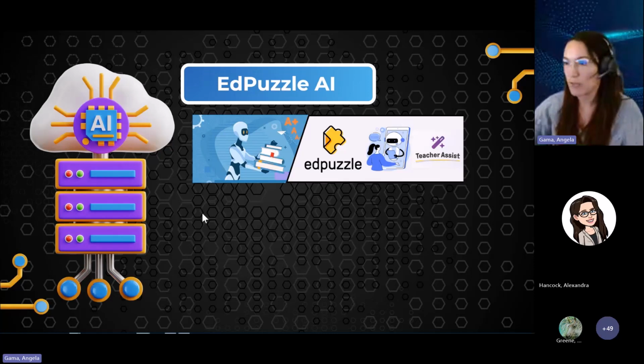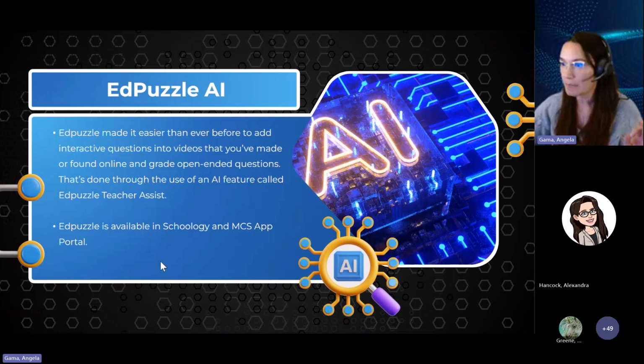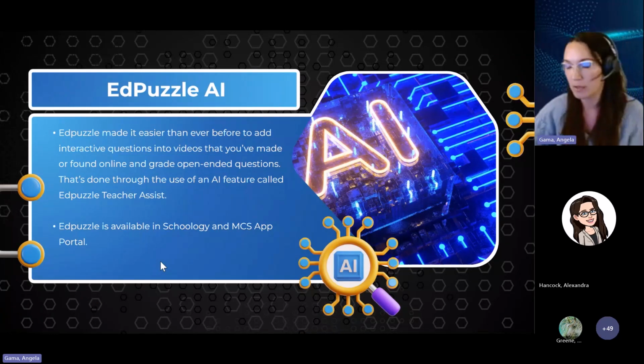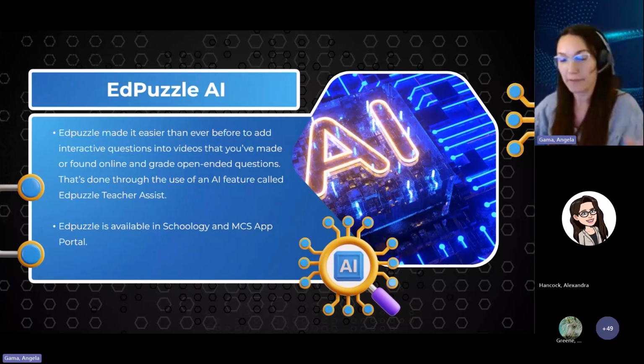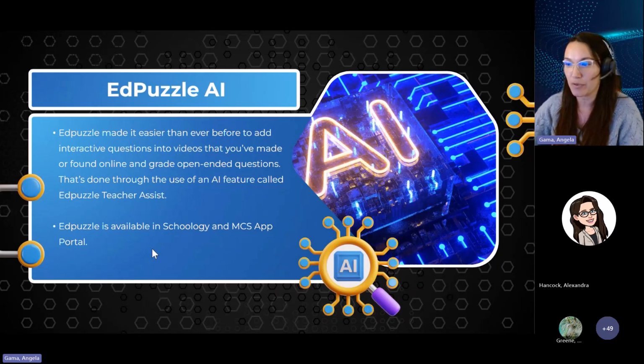So in EdPuzzle, we have two components for the AI piece. It's called Teacher Assist. And these are available in Schoology and through the Schoology integration or the app portal. So whichever way you access EdPuzzle, you're going to find this Teacher Assist when editing your EdPuzzle assignment.